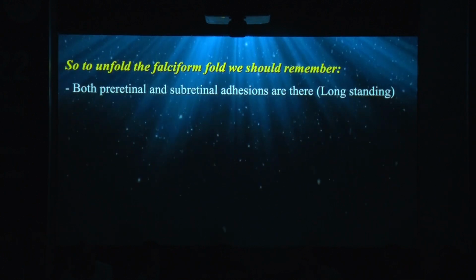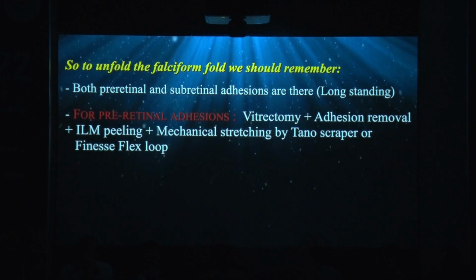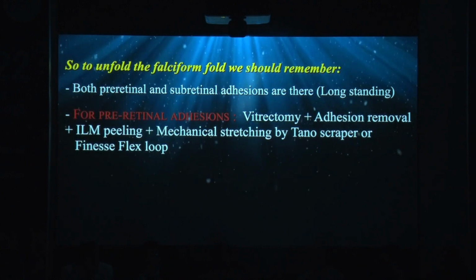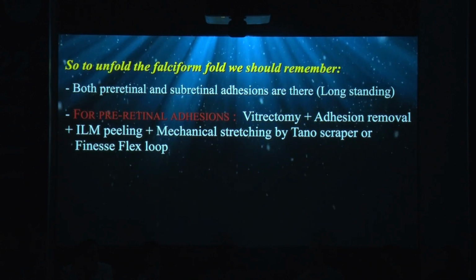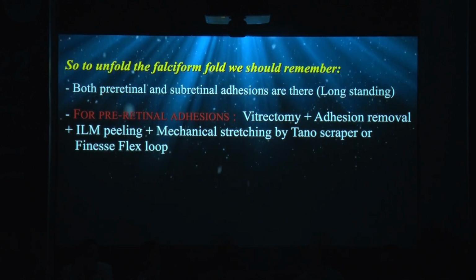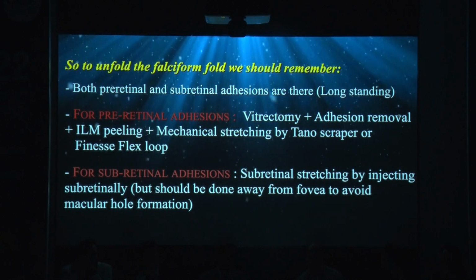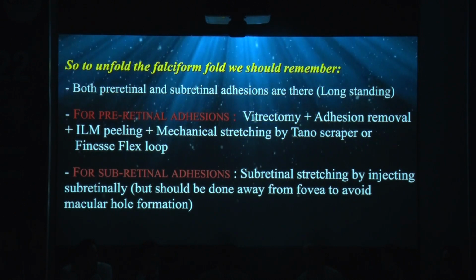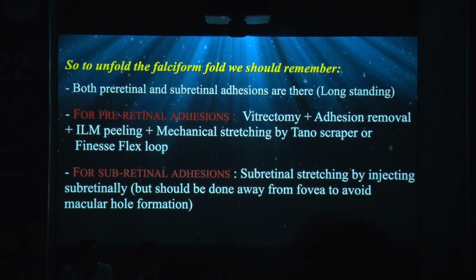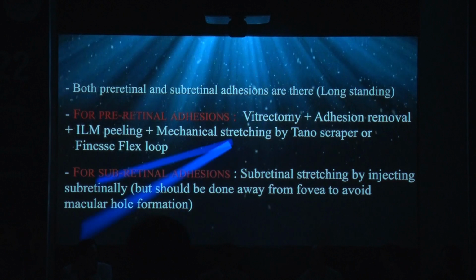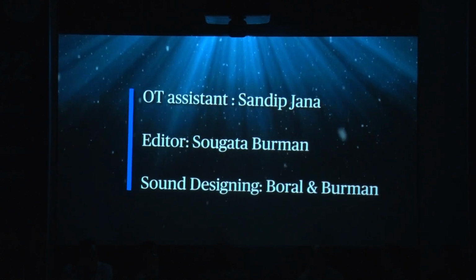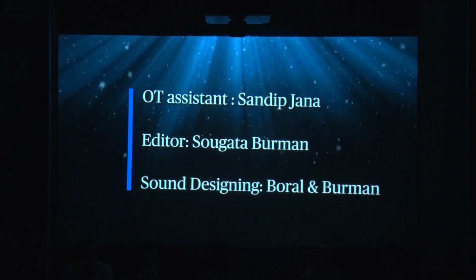So to unfold the falciform fold, these are the things we should remember. There are both long-standing pre- and subretinal adhesions. Pre-retinal adhesions can be released by vitrectomy, adhesion removal, ILM peeling as well as mechanical stretching by Thanos scraper or Flex loop. For subretinal adhesions, induce subretinal stretching by injecting BSS subretinally, but it should be done away from the fovea to avoid macular hole formation. Our innovative surgical approach in these extremely difficult cases may help to recover satisfactory vision.